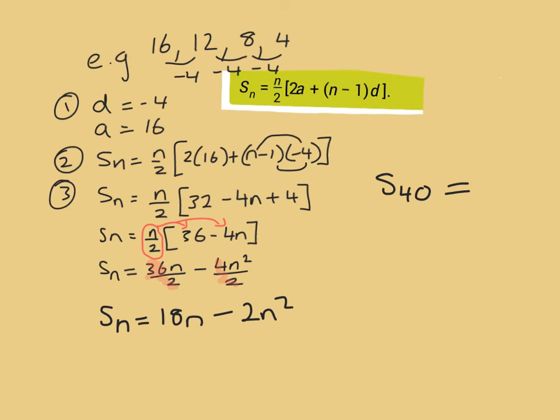Okay, so S40, what we're going to do is say 18 by 40 minus 2 by 40 squared, and that's going to give you minus 2480.